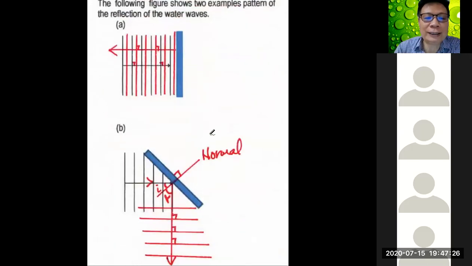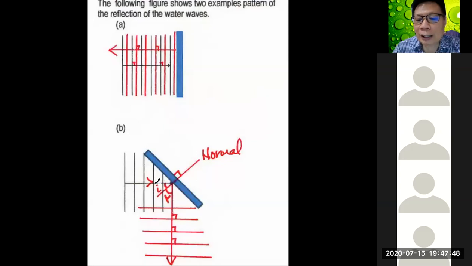Reflection. You look at this diagram, so you can see it is very easy to understand. When the wave hits a barrier, it gets reflected. You see it hits here, then goes back. So this is called reflection. Another diagram is when the reflector is like that, so the water hits the reflector and gets reflected.